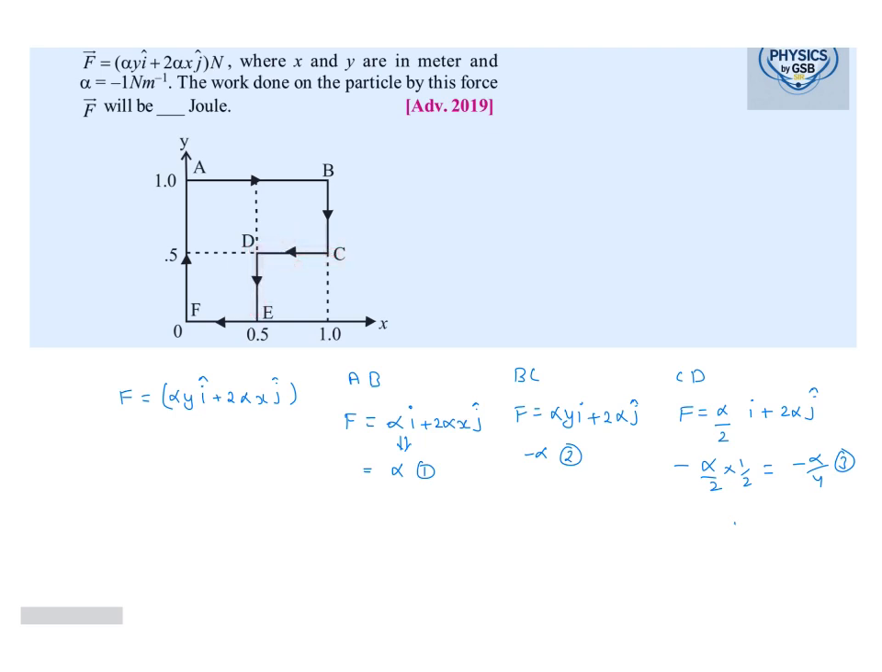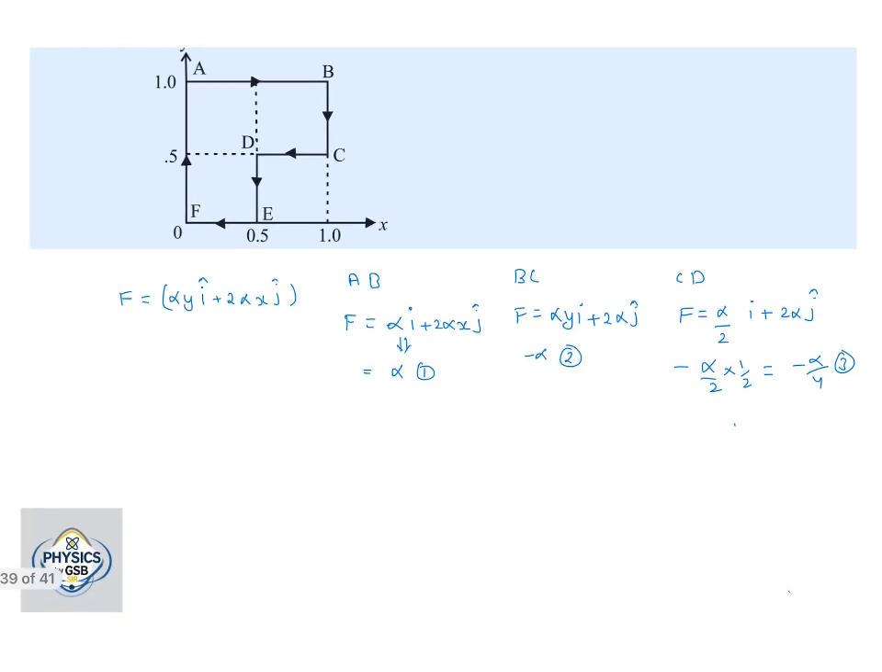Now from D to E. I'm writing it here. Now we are moving from D to E. Once again, D to E is parallel to y axis, so x should be constant. And what is constant value of x? X is 0.5. So expression of force will become, I'm writing x is equal to 0.5 here. So this is 2 and this is 0.5. So this will be equal to alpha y I cap plus alpha j cap. Right? This is 2 and this x is 0.5, so this will be equal to 1. So alpha j cap.